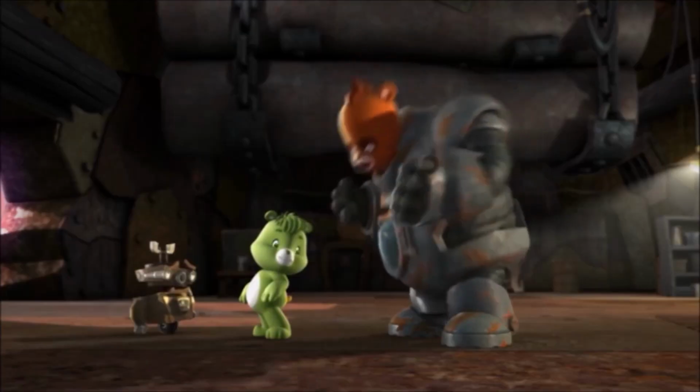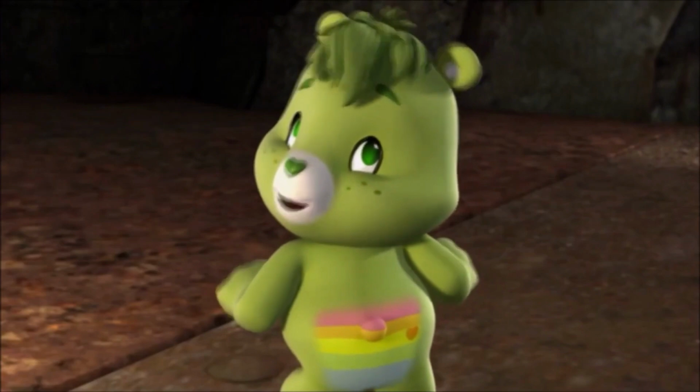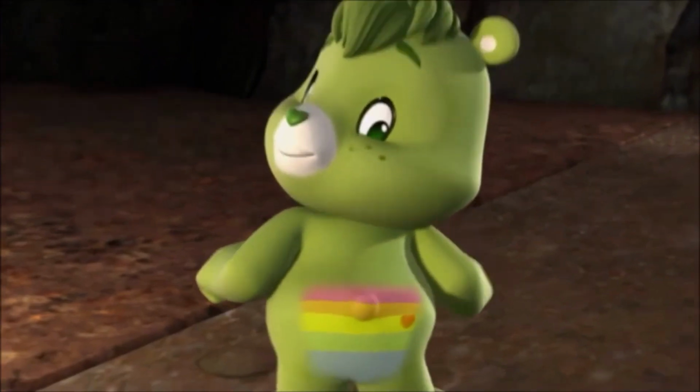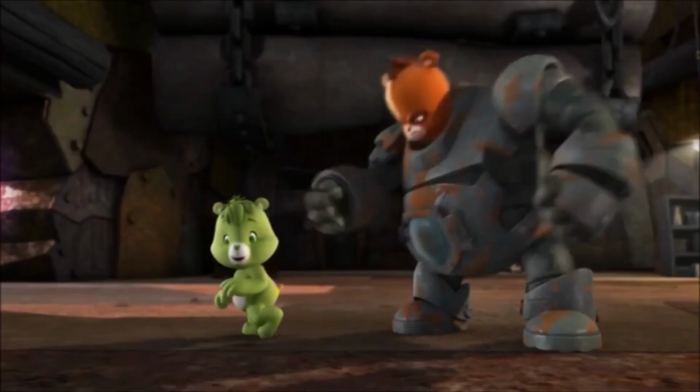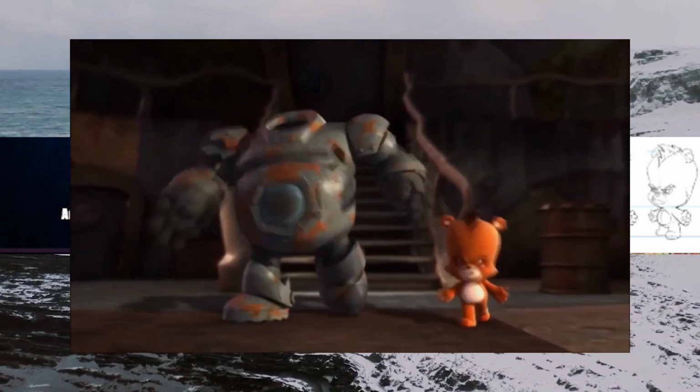I'm looking at your Care Bear bottom. And it's got a rainbow. A design element that Grizzle does not have.